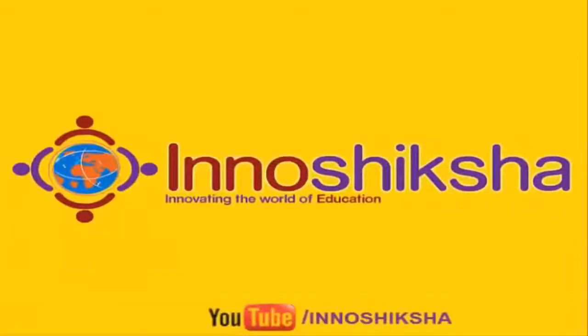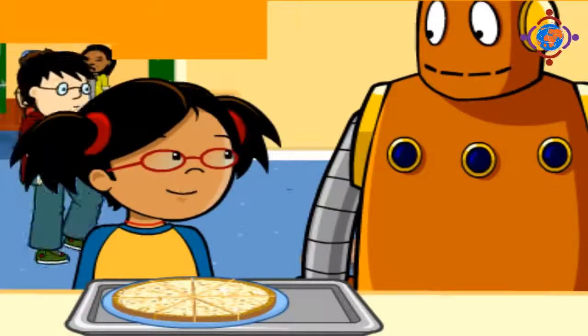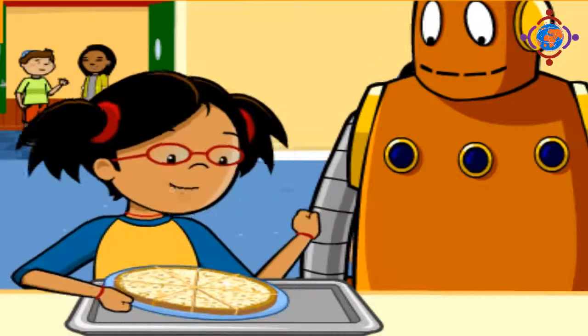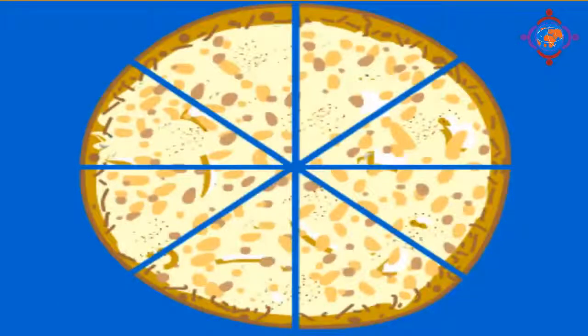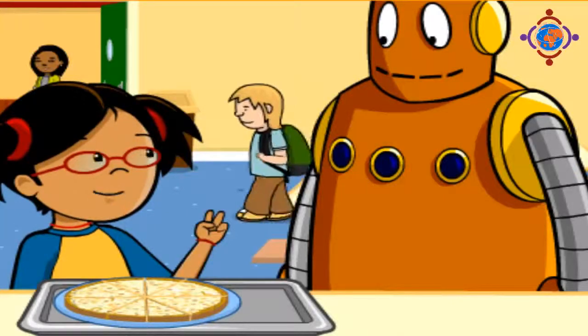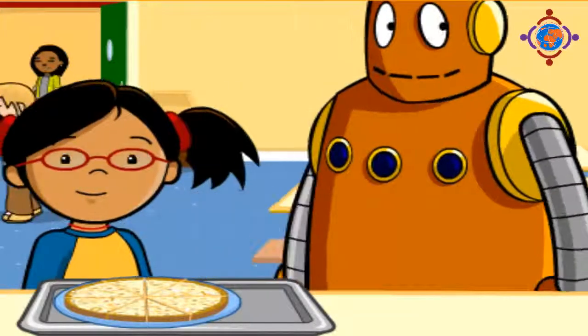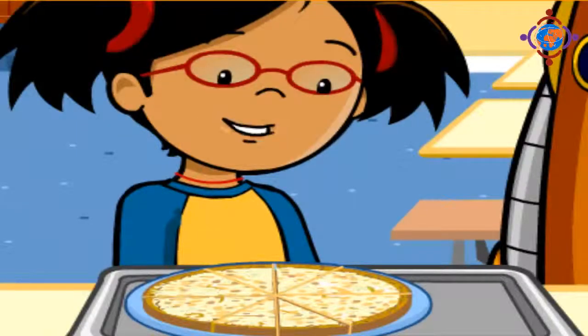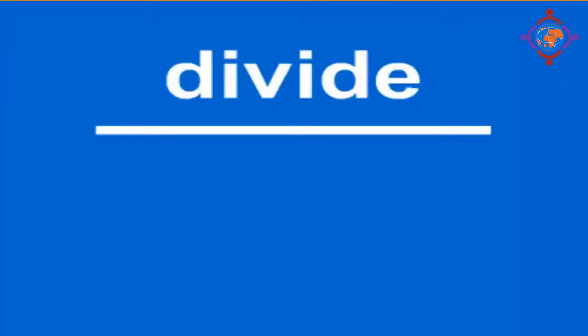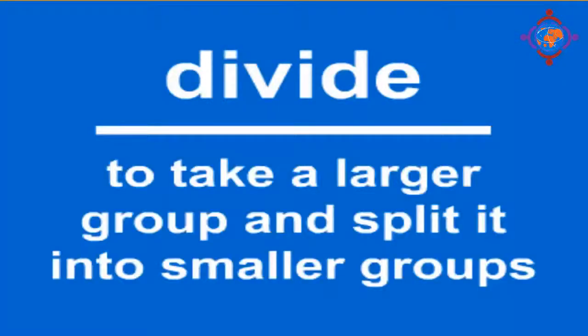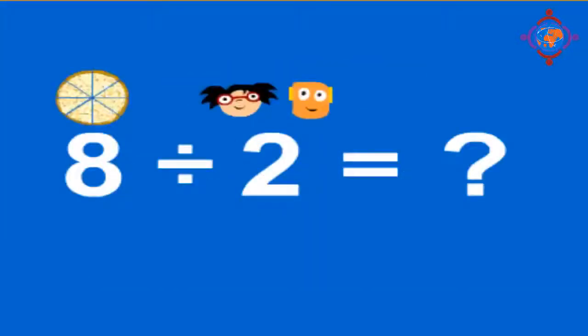It's snack time. Do you want to split this with me? There are 8 slices, and there are 2 of us. How many slices do we each get? When you divide, you take a larger group and split it into smaller groups. We can divide 8 by 2 to find out how many slices we each get.